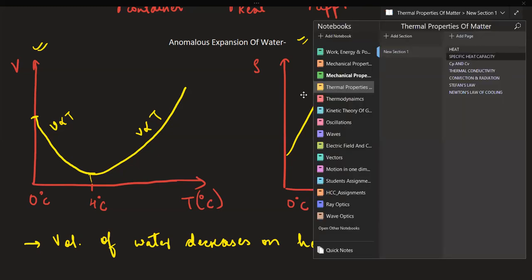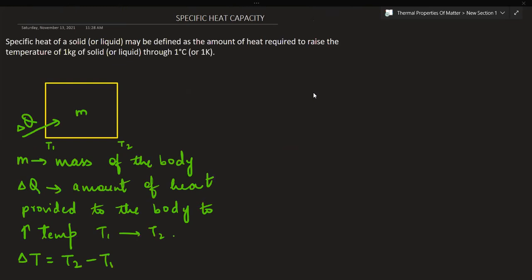So now let's start with specific heat. When we supply heat to a solid substance or even a liquid, its temperature increases. Let me give you an example. Like this is a block. The mass of this block is M. It was kept at a temperature T1. Now I have supplied it with some heat and the temperature has increased to T2.